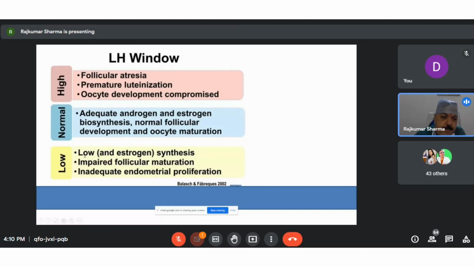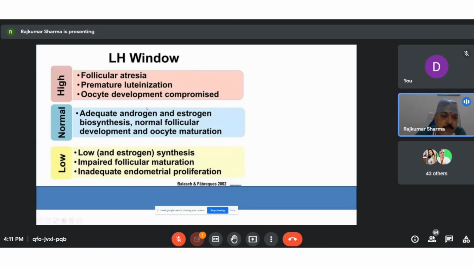And at the other extreme, when the LH is very low, it would affect estrogen synthesis and impair follicular maturation, and because estrogen is not there, there will be inadequate endometrial proliferation. This happens in cases of hypogonadism, whether natural or iatrogenic, created by giving down regulation for a longer time.